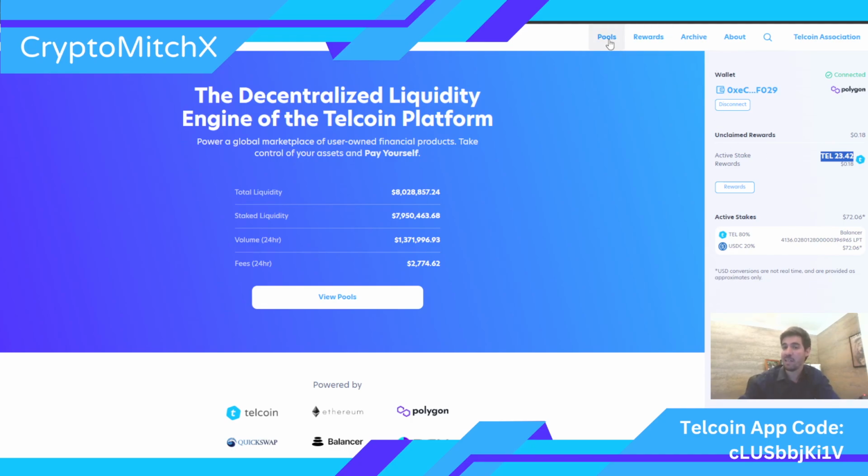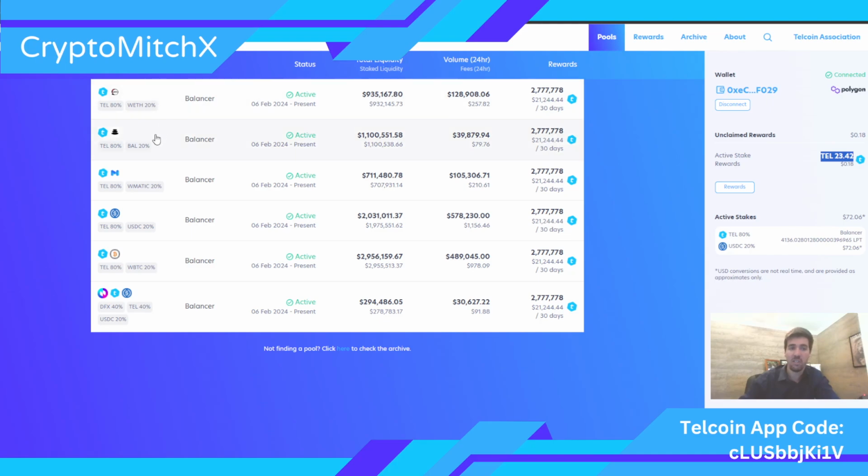And then you can come up here and click on pools. So this gives you the options, and they have the percentage split there. So the pool, all of them are on the Balancer protocol. The status of whether they're up to date or whether they've been archived. Total liquidity locked. We're talking about strategy behind that shortly. The volume, 24 hours, and the rewards. So these are additional incentives from the Telcoin Association to incentivize people to use TELx.